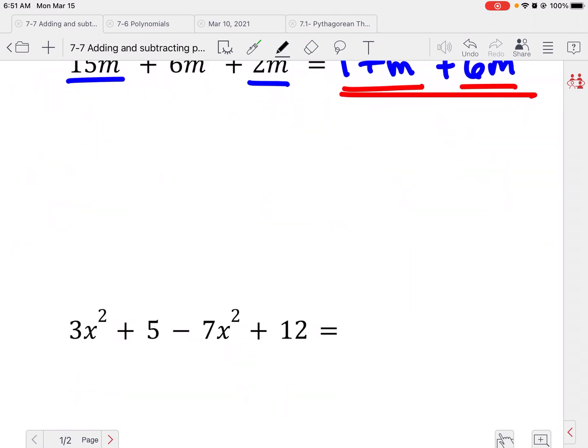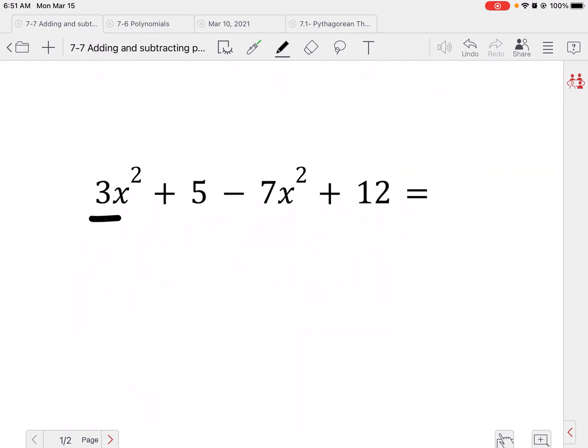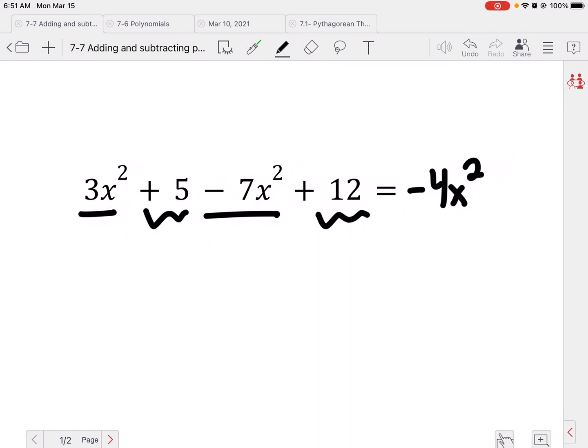Okay, let's look at another one. So here I'm seeing 3x squared minus 7x squared, and we have two constants, 5 and 12. Well, 3x squared minus 7x squared is negative 4x squared, so make sure we're taking the sign in front of the number. And then 5 plus 12 is 17. Again, that's in standard form. We have our x variables, and then we have our constants.